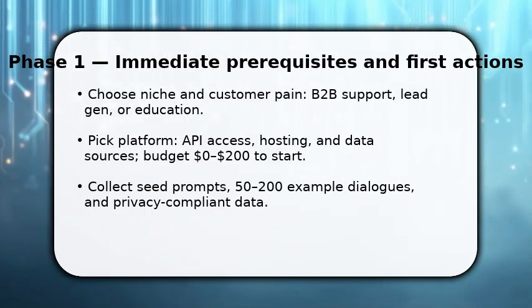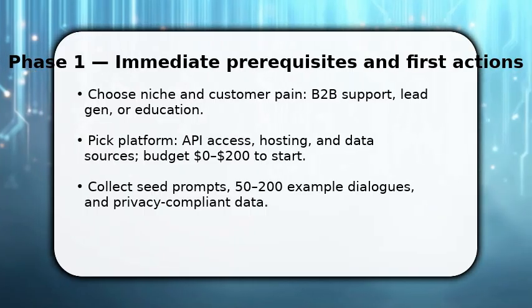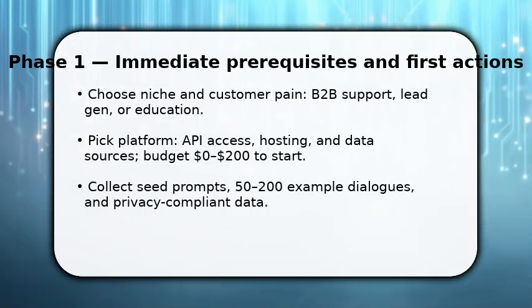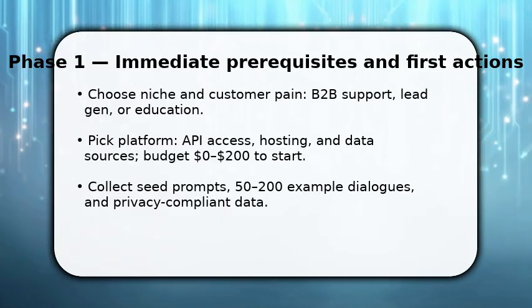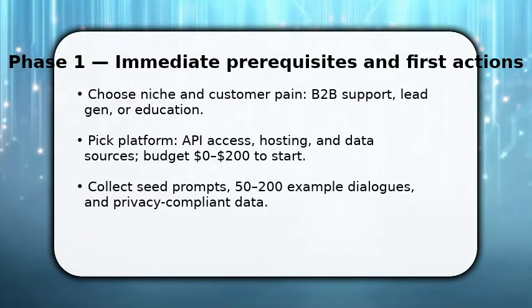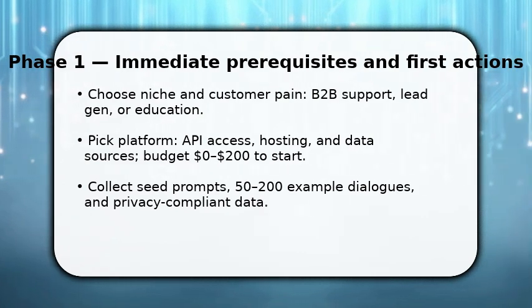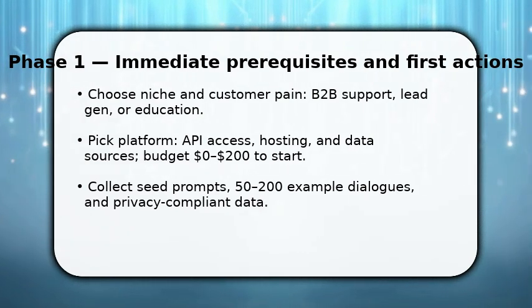Then gather 5,200 seed prompts and example dialogues so the model learns tone and edge cases. Build a minimum viable flow: greeting, intent detection, and 1-2 core actions. Test locally with real inputs, because early feedback saves time and clarifies needed data.